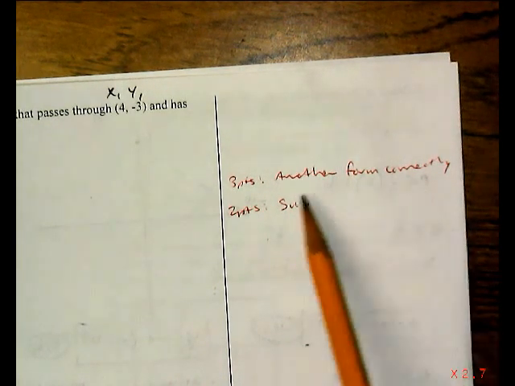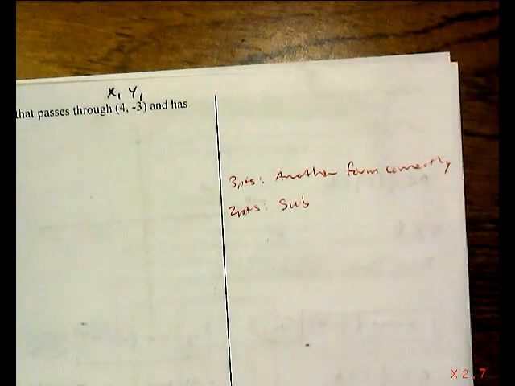So I give you 3 points out of 4 if you have another form correctly, such as slope-intercept or slope, and I give you a total of 2 points if you substitute correctly.